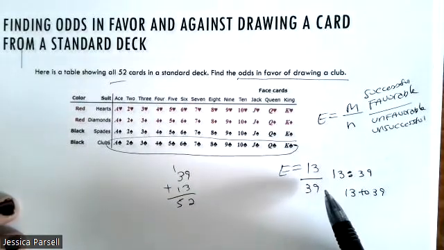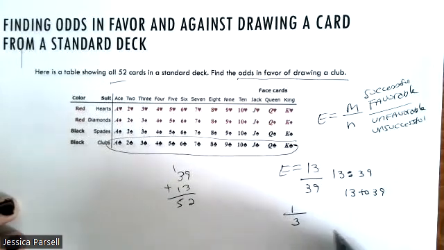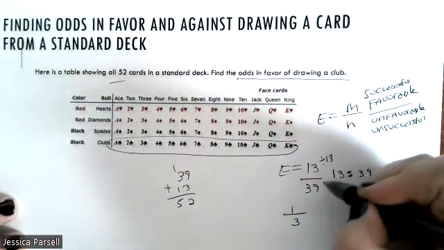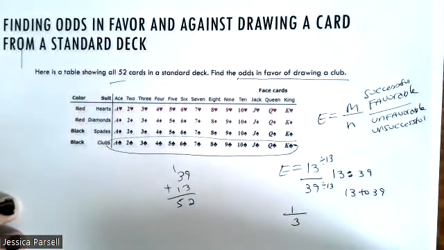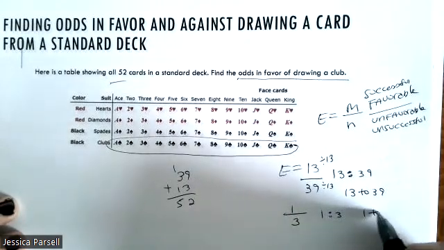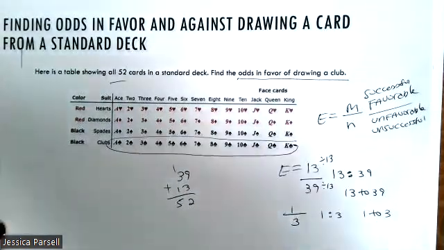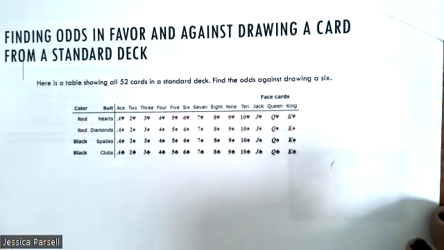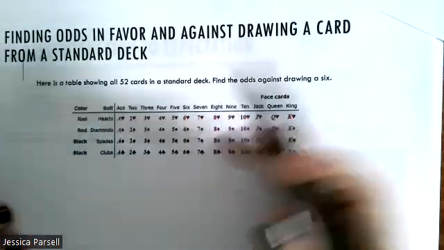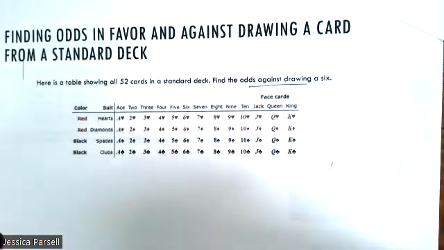Now, this can actually be broken down. 13 goes into 39 3 times. So you could call this 1 over 3. And all I'm doing is dividing by 13 here and dividing by 13 there. So we have 1 over 3, or 1 to 3. So hopefully this is helping you think through odds in favor. All right, let's do one more. So give this one a try. So here's a table showing all the 52 cards. Find the odds against drawing a 6. So pause the video and then come back and see how you did.